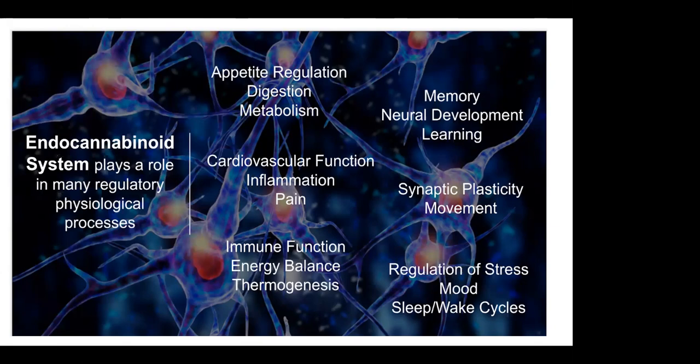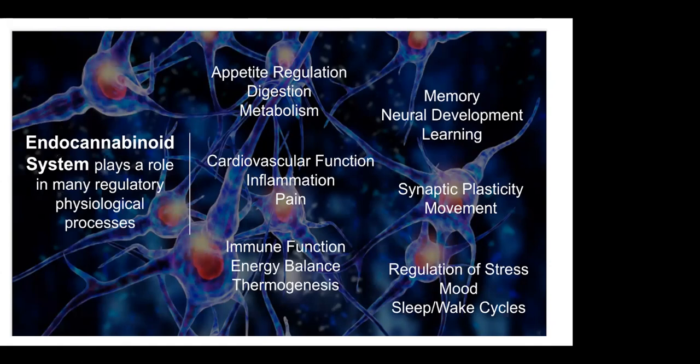And we talked about how the thyroid gland is a major, major player in our metabolism. It also modulates and regulates the cardiovascular function, inflammation, and pain. We talked about how thyroid conditions, specifically hyperthyroidism, can cause heart arrhythmias. The endocannabinoid system also plays a major role in immune function, in energy balance and thermogenesis. Again, the thyroid gland plays a major role in energy balance.